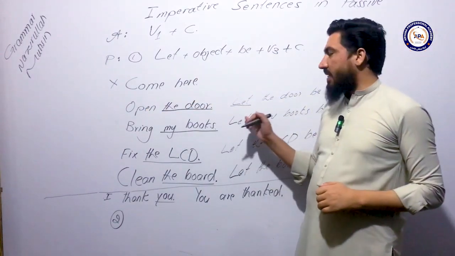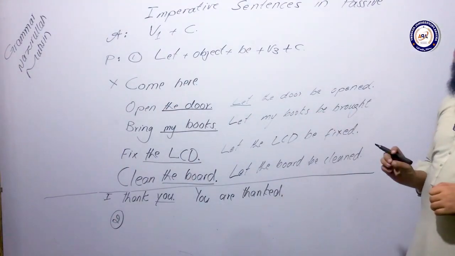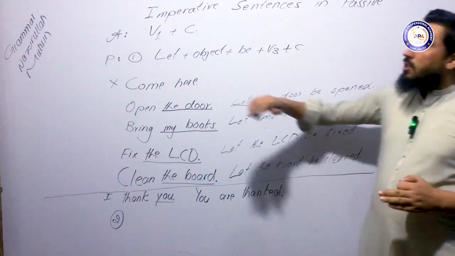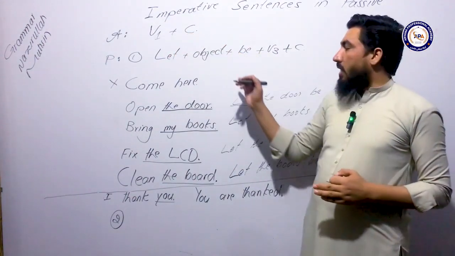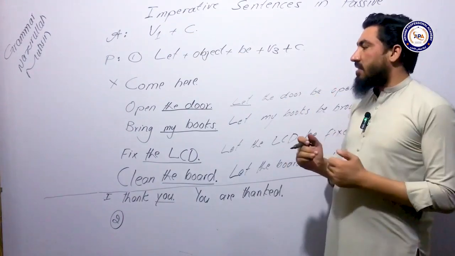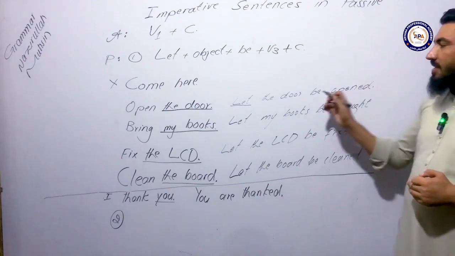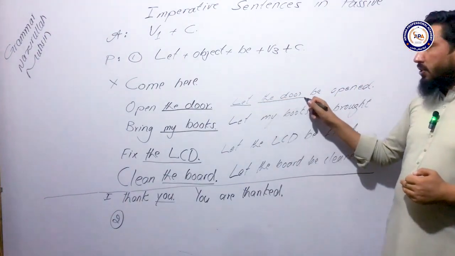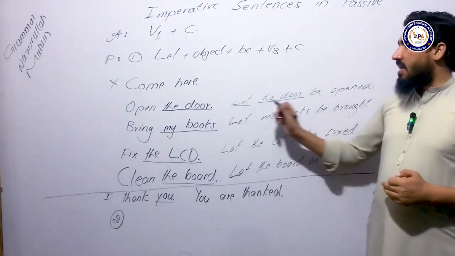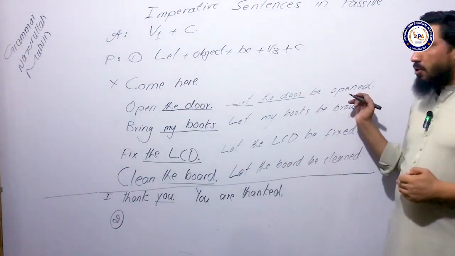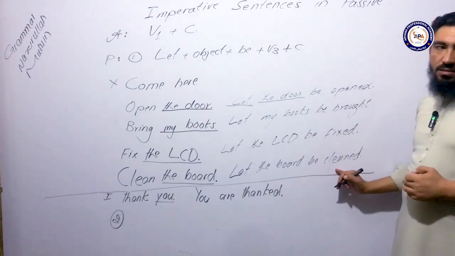Again, it is active structure, but we don't have any possibility for changing an imperative sentence into passive. So we change the verb into infinitive, right? And then we change the infinitive into passive, like the door be opened. Now the door be opened functions as an infinitive, not as a verb. The verb in this sentence is still let, not opened, not brought, not fixed, not cleaned.